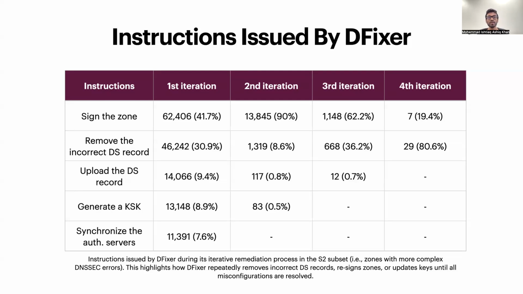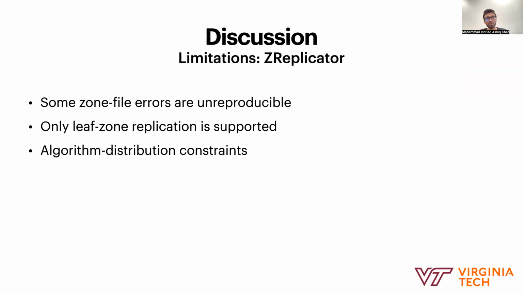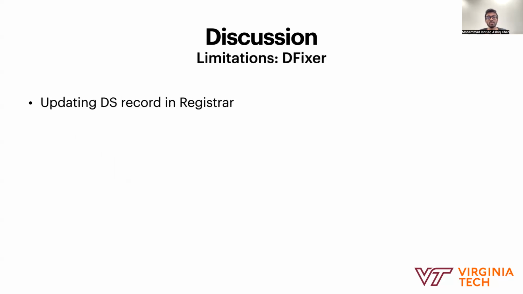So to discuss, there are some limitations in our zReplicator tool specifically. Some of the complex negative proof errors are not reproducible, so we cannot replicate them. We only replicated leaf zones, so there are some complex combinations that zReplicator could not replicate, and this is the reason why the replication rate is a little low, around 80%. And then the only limitation of DFixer is that we could not automate the updating procedure of the DNS record at the registrar. So that has to be done manually. We could have used CDS or CDNSKEY, but that is not widely used, so we didn't use it.